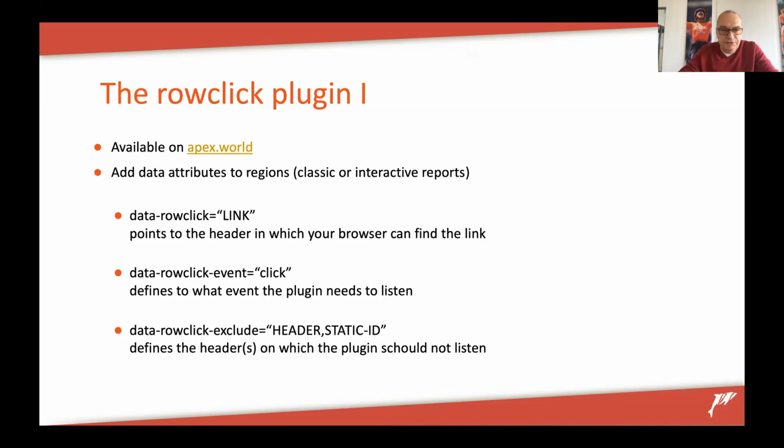And you can add some extra attributes. For example, at what event do you want to start? Do you want to have it in a click, in a right click, in a double click? And you can tell it, well, I want it to be a row click, but I don't want this row click to happen on specific columns. For example, if you have a report that also has a delete option in it, then you don't want the default behavior to run when you hit the delete button.